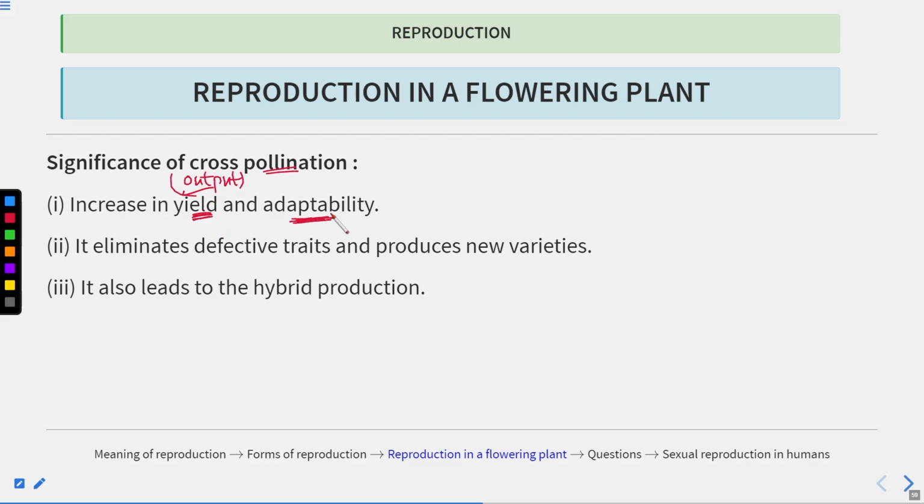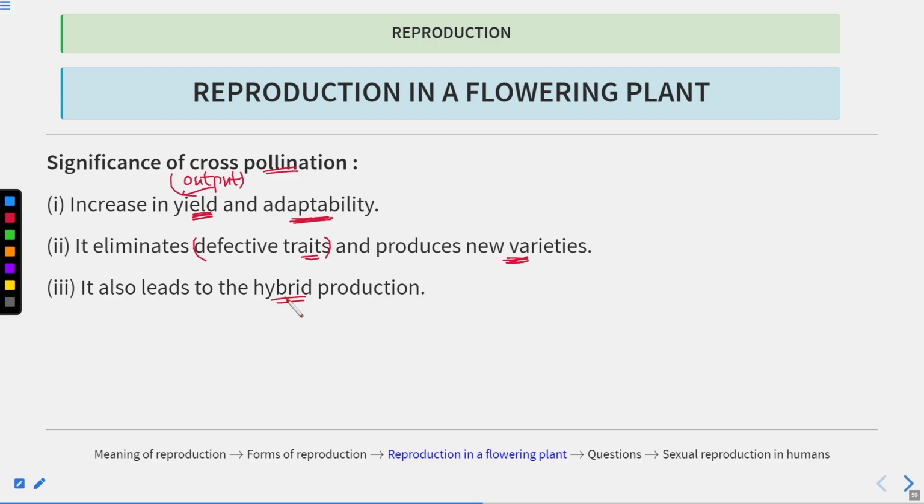Now second, it eliminates the defective traits and produces new varieties. All the defective traits are lost, and what is selected? New traits which are beneficial for the organism or the plant are selected, and a new variety is produced. It also leads to hybrid production. I've told you hybrids are produced here.